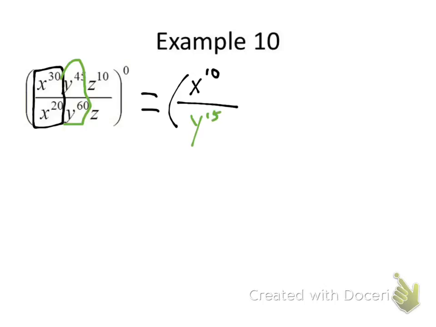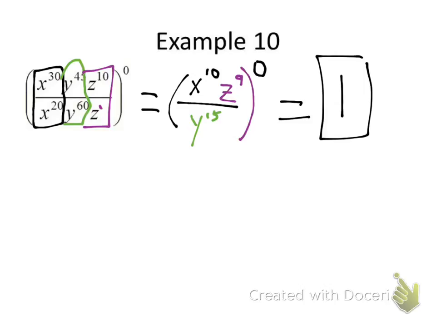Okay, the z's. Z to the 10th, z to the 1st, z to the 9th. That'll be on the top. And that's all to the 0 power. What's anything to the 0 power? Your answer here is just the number 1. We didn't even need to do this step. But hey, I'm not going to deny you extra practice, all right?